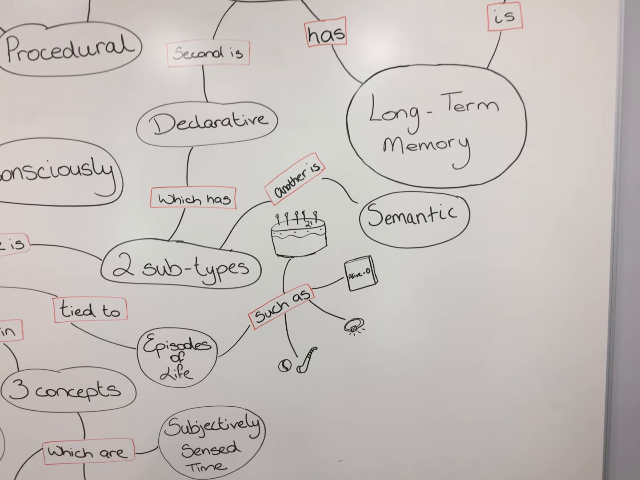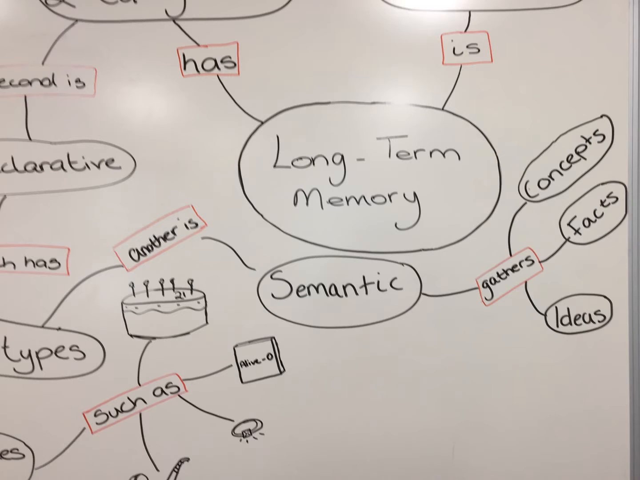The second subtype is semantic memory. Semantic memory is the gathering of facts, ideas, and concepts. For example, knowing the grass is green and how to use a scissors. All the information that you learnt in school and college is in your semantic memory.